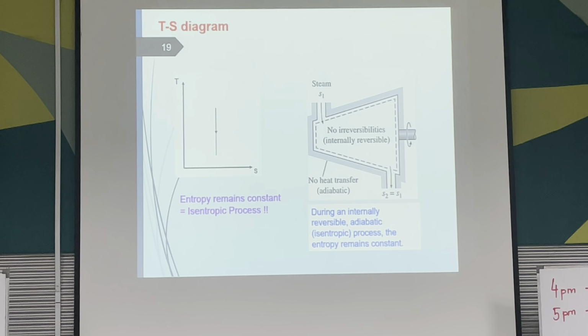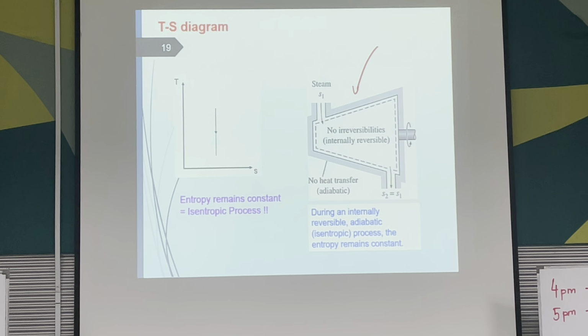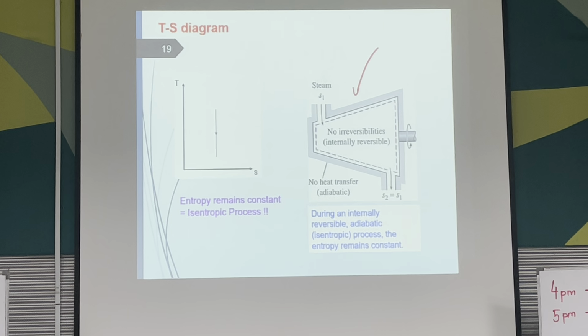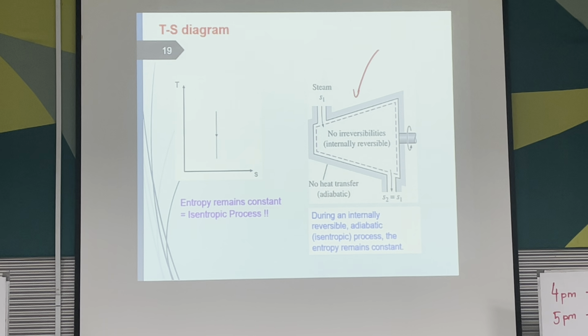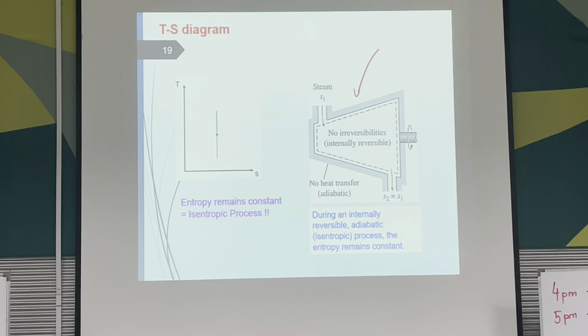So most of the time when we analyze an ideal cycle, this will be the assumption that we make. Meaning we will just assume that it is internally reversible, that there are no irreversibilities within the system itself, and then it is an isentropic process.